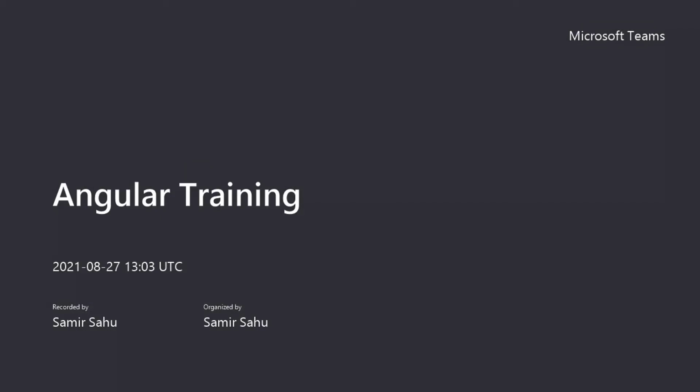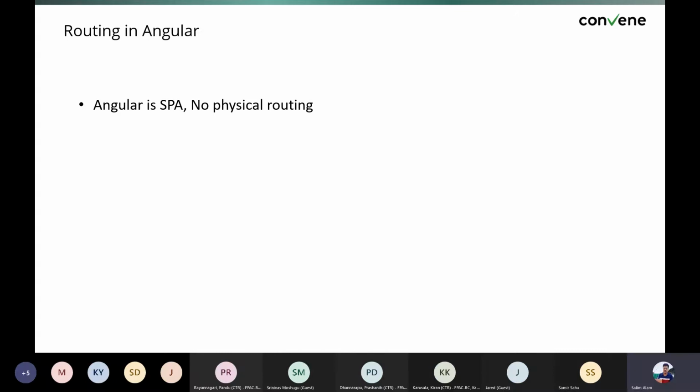So the user is just getting one physical page, that is the index.html page. And then when he routes, he is not going from index.html to say employee.html or add employee.html. What's actually happening is the DOM is being updated and Angular is handling the rendering of the UI by looking at the address bar where we change the URL of our address bar.